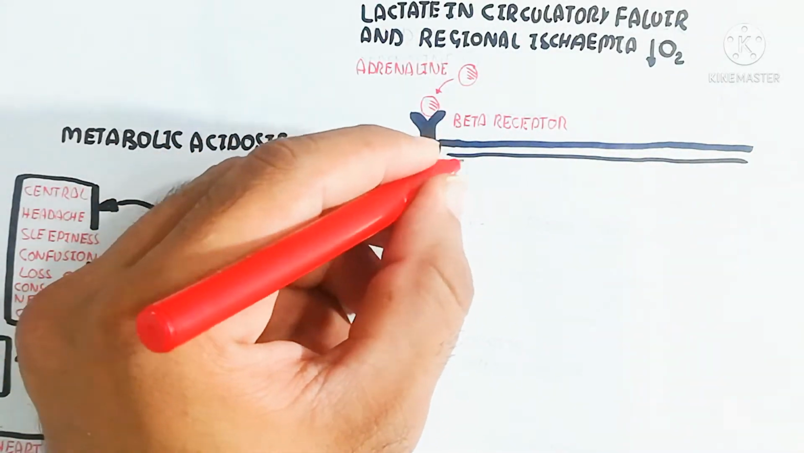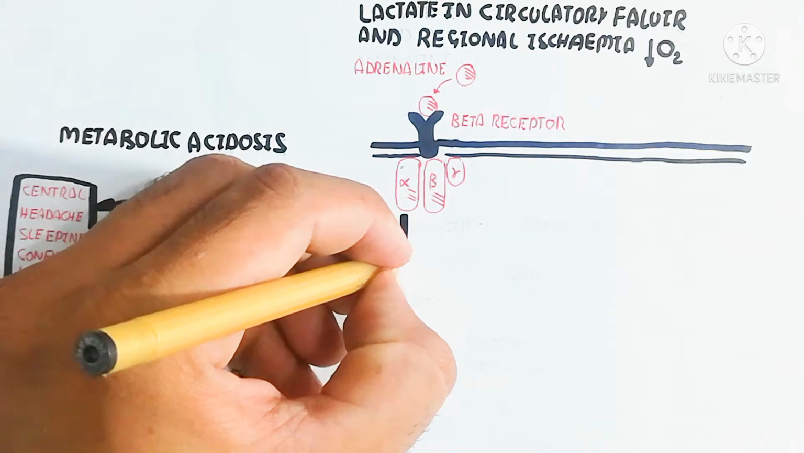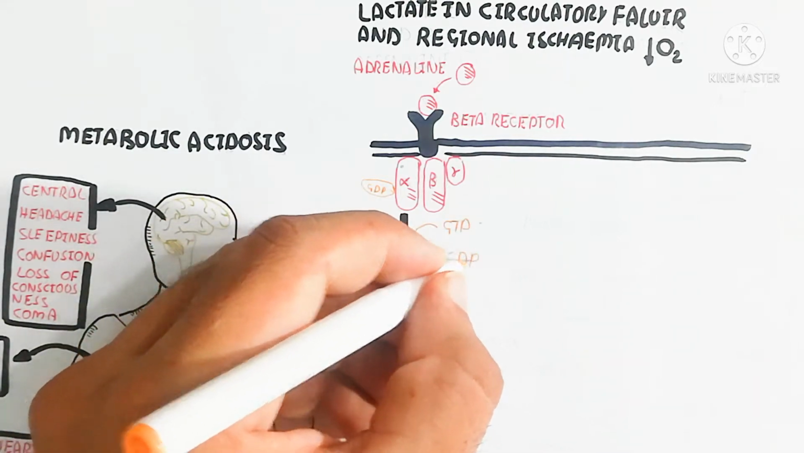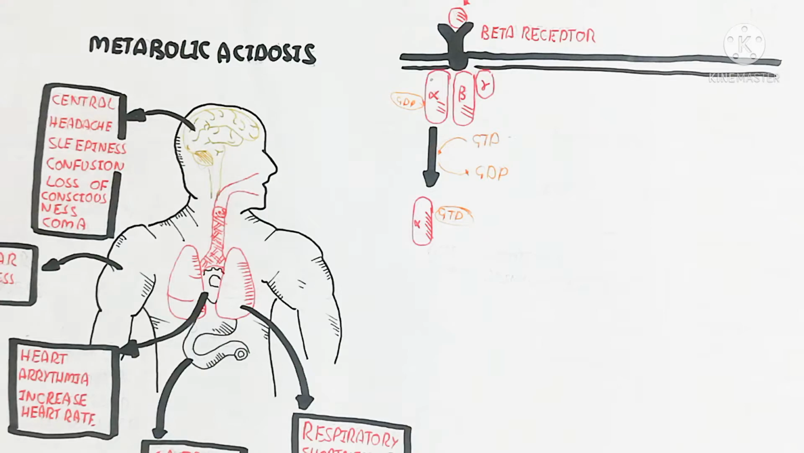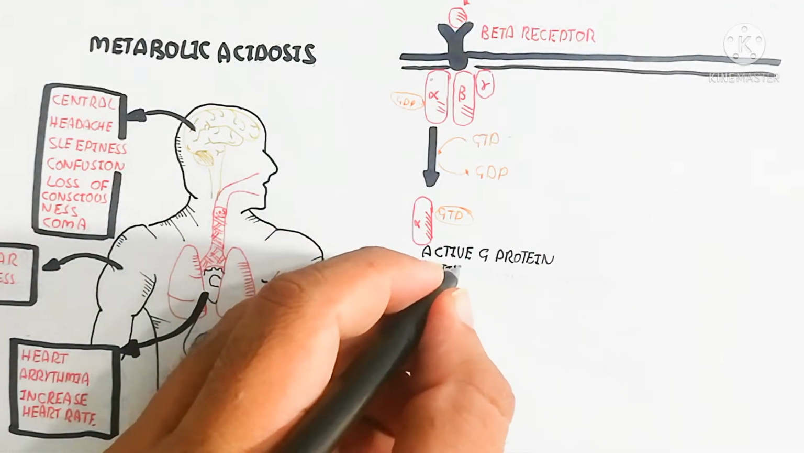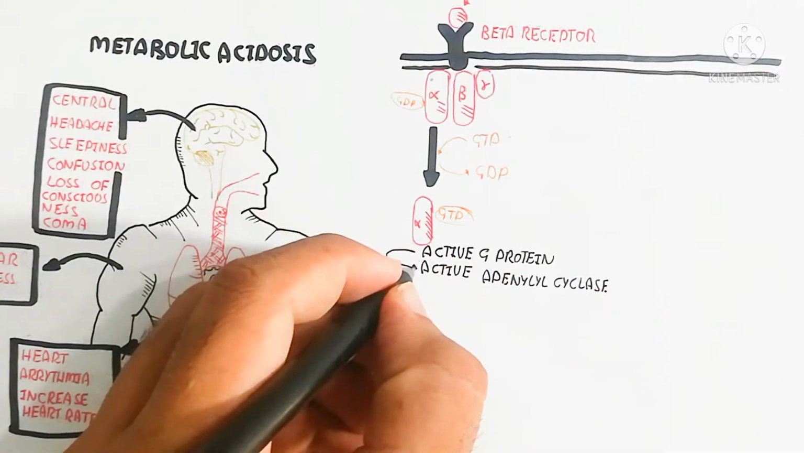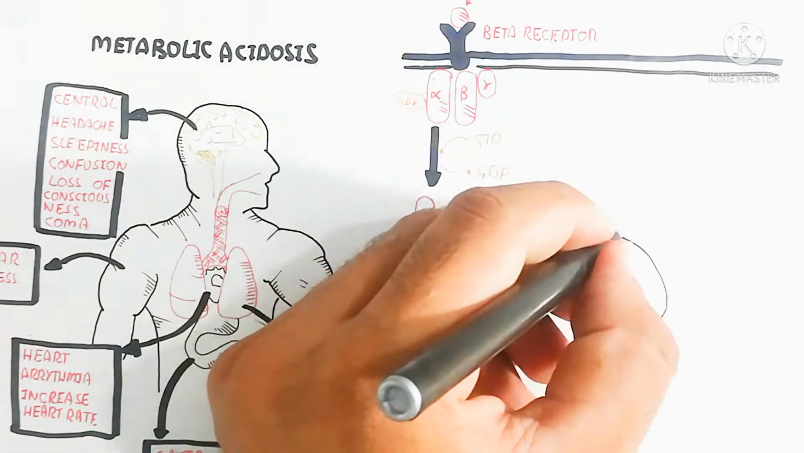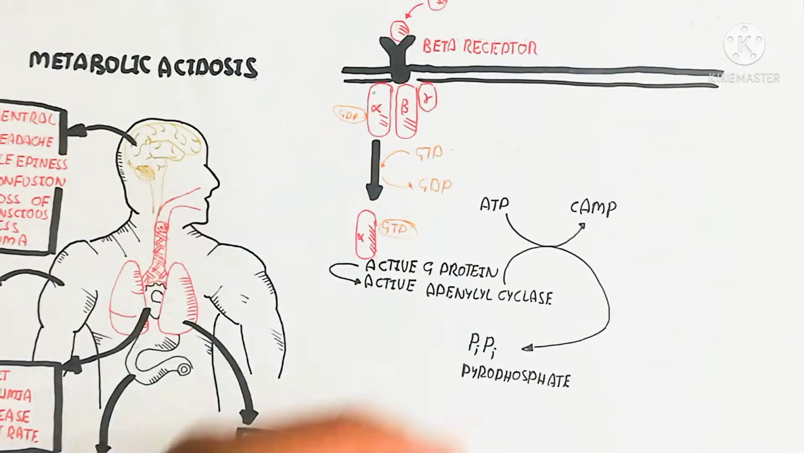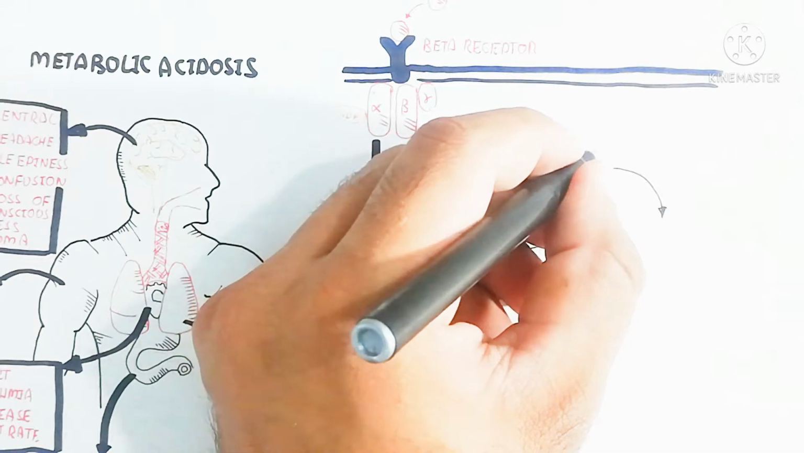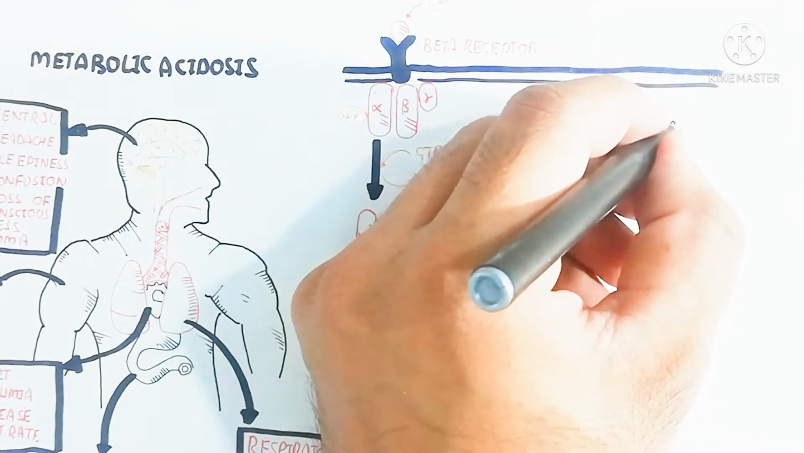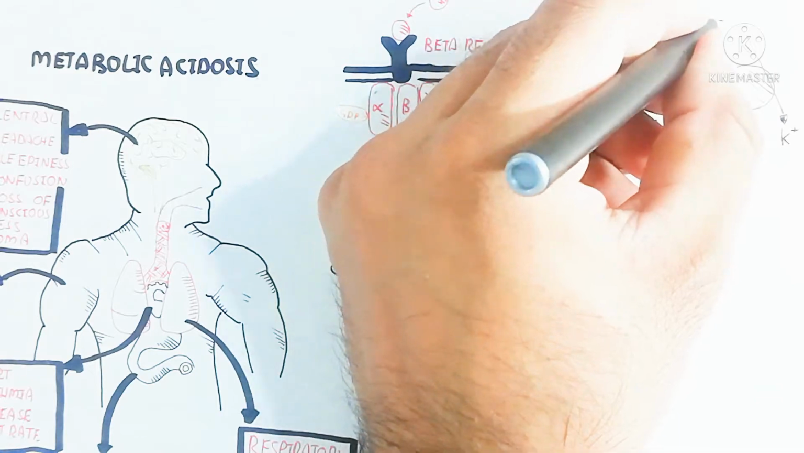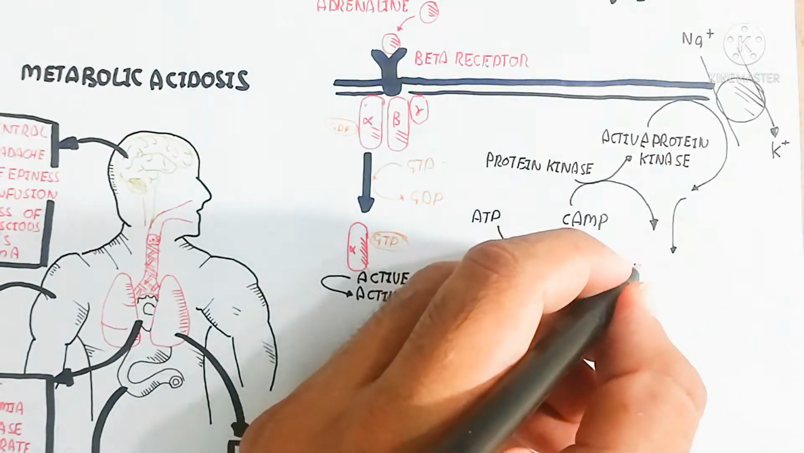So lactic acid in circulatory failure and regional ischemia will occur when the oxygen is decreased. Here is adrenaline. Adrenaline is the hormone which binds with the beta receptor to separate the alpha unit of the G-coupled protein receptor, so the intracellular domain will separate. The active G protein will activate adenyl cyclase to convert ATP and release cyclic AMP. This cyclic AMP will trigger protein kinase to activate protein kinase A. This protein kinase A has different functions, for example gluconeogenesis and DNA synthesis, or some other reasons.